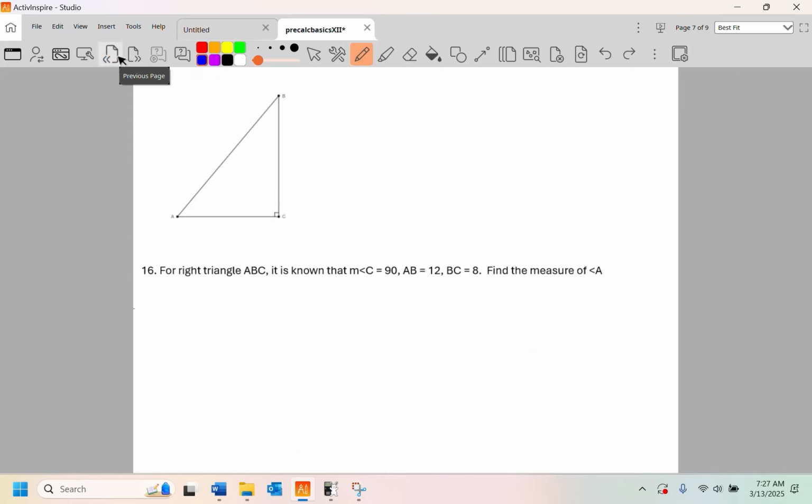Triangle ABC, it is known that the measure of angle C is 90 and that the length A to B is 12 and the length B to C is 8. And this one's not a special pattern like it was last week. You're going to have to do a little Pythagorean theorem. A squared plus 8 squared is 12 squared. You ought to know what 8 squared is. And you ought to know what 12 squared is. If you don't, you're kind of stupid. 144 minus 64 is 80.